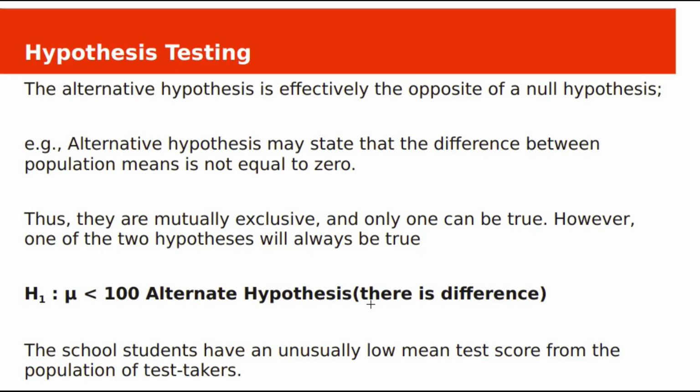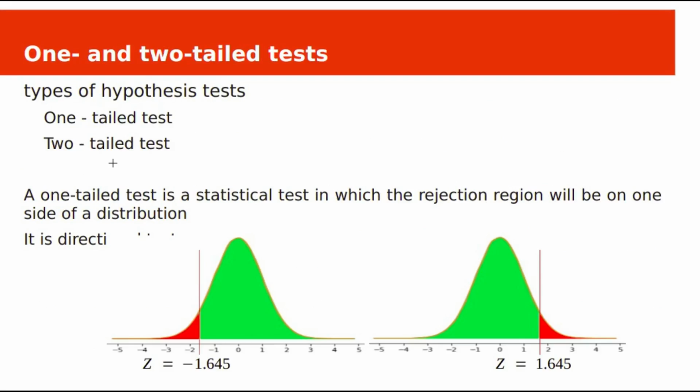Here, the alternate hypothesis will claim there is some difference between the two population parameters. This school students' mean differs from the regional mean, means the school student scores are lower than the regional mean. So mu less than 100. The school students have an unusually low mean score compared to the region's students.